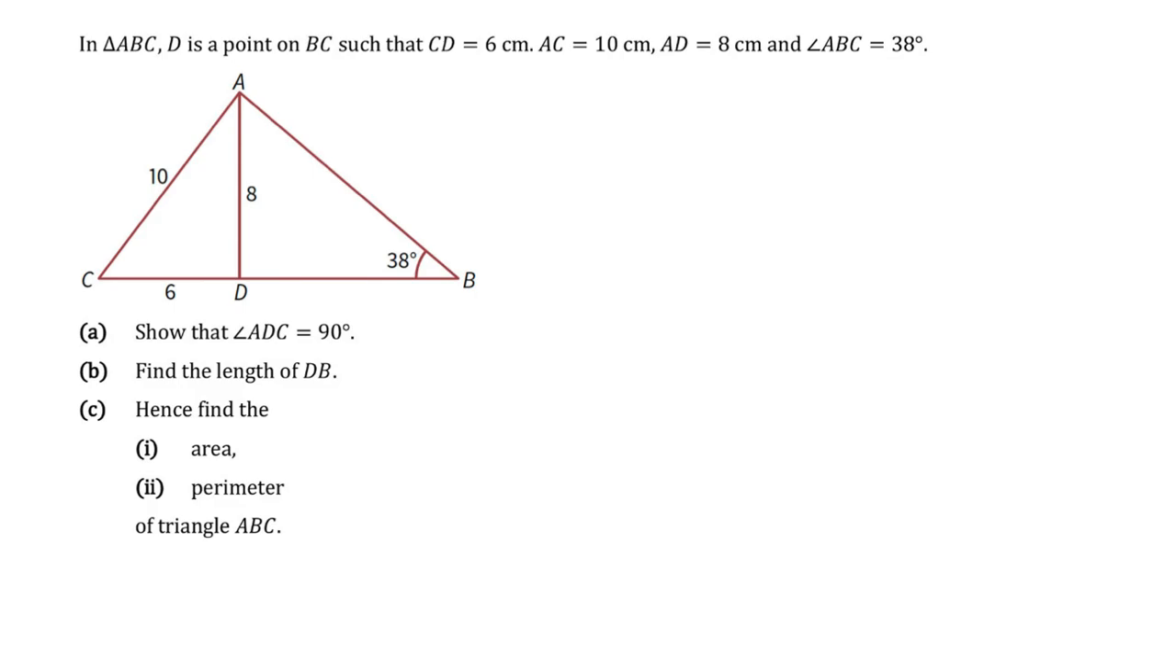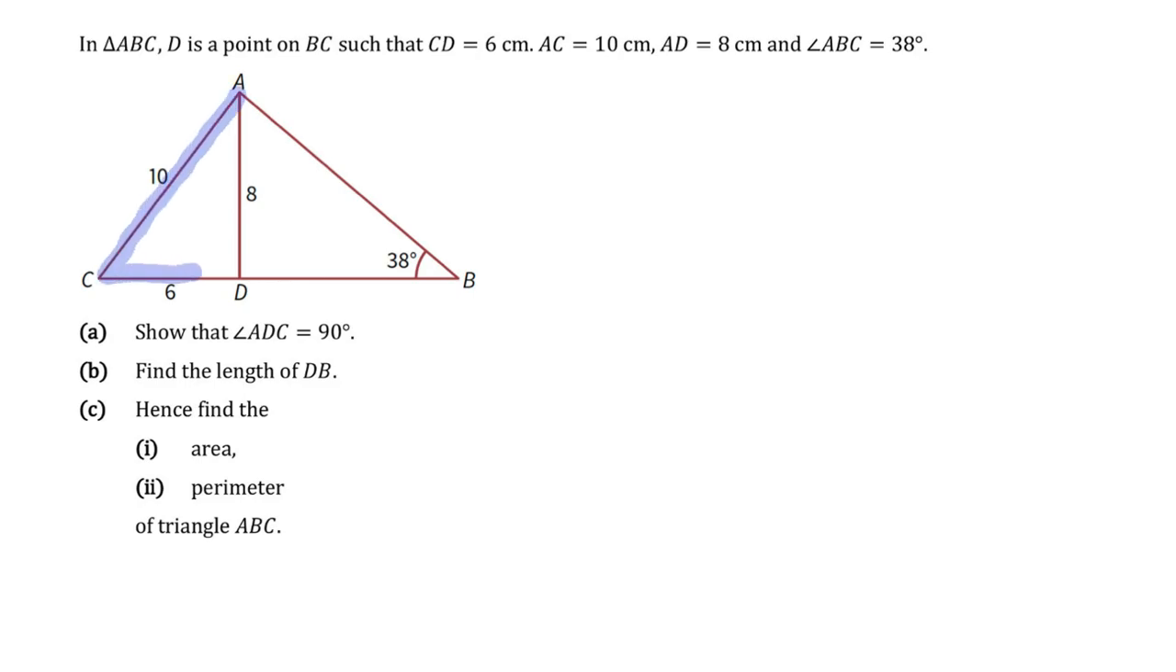Hello everyone, welcome to this question. We are given triangle ABC. And D is a point on BC such that CD is 6 cm. We are also given AC and AD and also an angle of 38 degrees. For part A, show that angle ADC is 90 degrees.